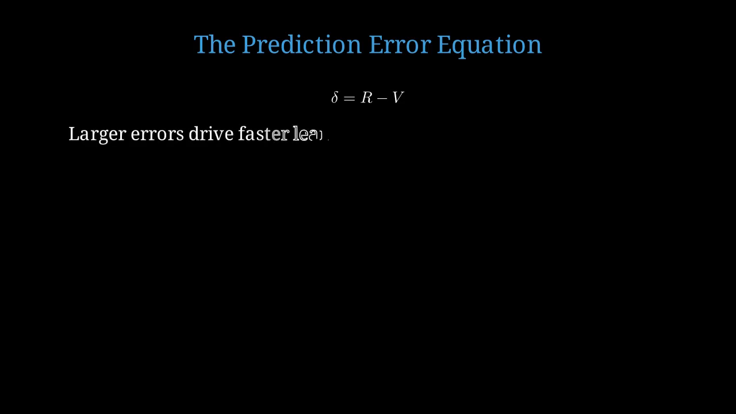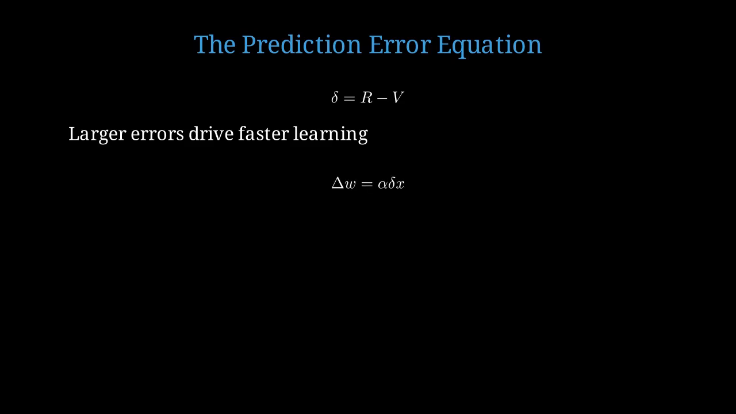There's a fundamental equation that governs how the brain learns from errors. It's called the prediction error equation. Delta equals R minus V. Delta is the prediction error. R is the actual reward or outcome, and V is the predicted or expected value. The larger the prediction error delta, the more the brain updates its internal model. This is why deliberate errors can be so powerful for learning.